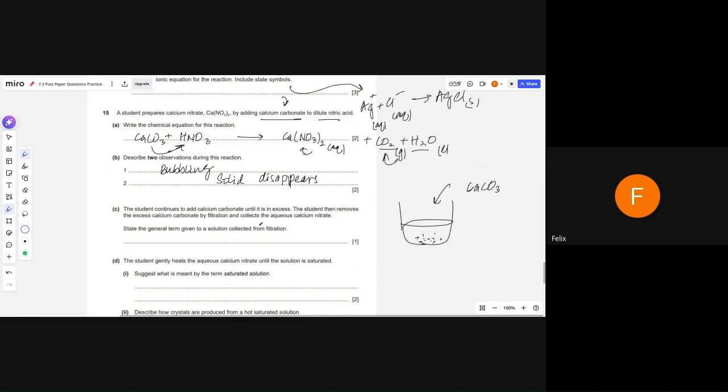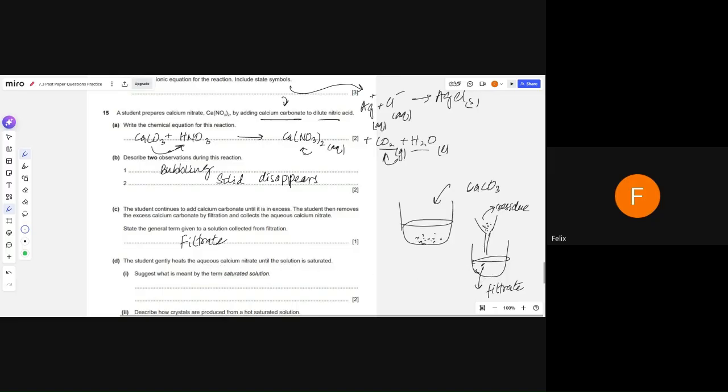So state the general term given to the solution collected from filtration. That is a filtrate. When you filter this in a filtration funnel, whatever is left behind on the filter paper is called a residue, and whatever is collected in the beaker is called a filtrate. Whatever can pass through the filter paper is called a filtrate. Filtrate.